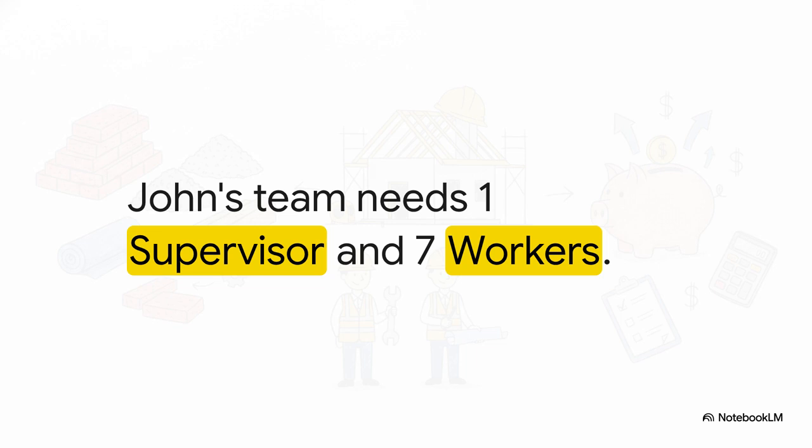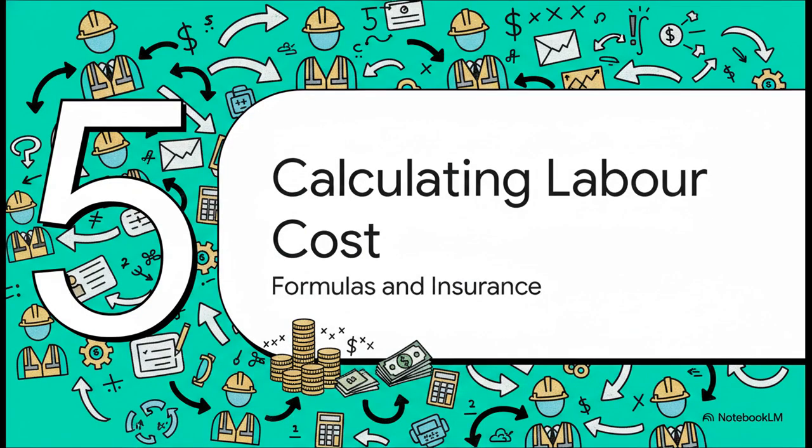John checks his organization's policy, and based on the size of this specific job, he needs a crew of 8. That breaks down neatly into 1 supervisor to oversee the operation and 7 construction workers to actually execute it. Which brings us to Section 5, calculating total labor costs, formulas, on-costs, and insurance.